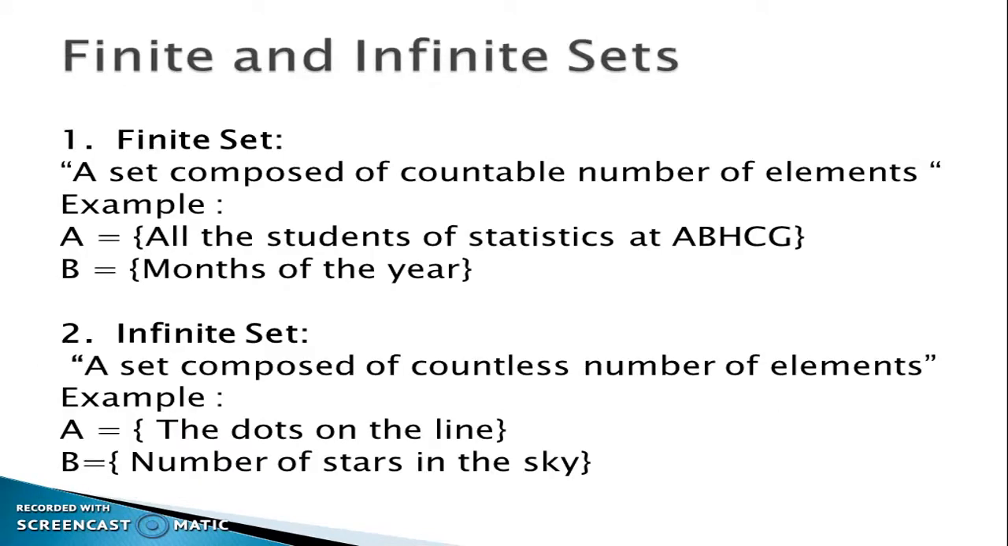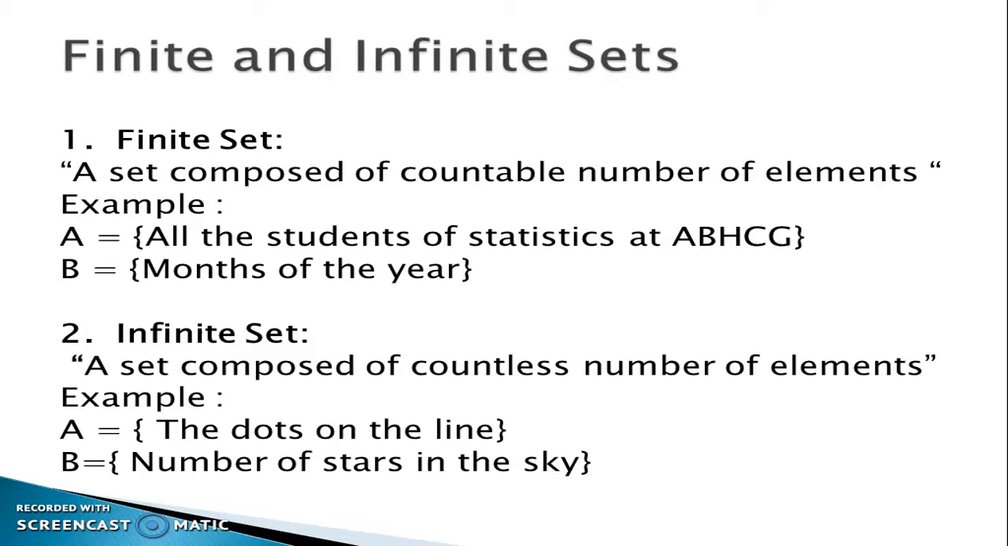Finite and infinite sets. A set is said to be a finite set if it has a countable number of elements. For example, set A is equal to all the students of statistics at Army Barnard College for Girls, and set B is equal to months of the year. In these two sets, the number of elements are countable.